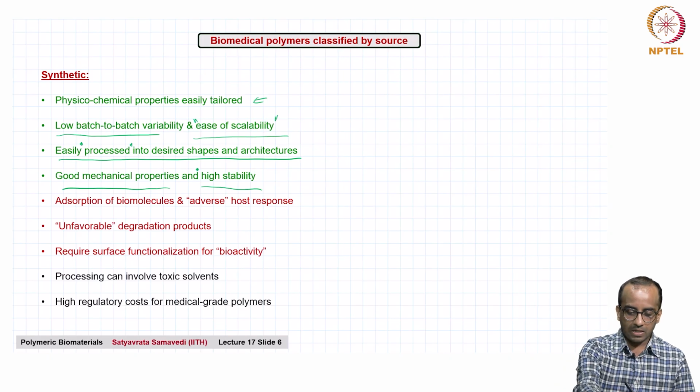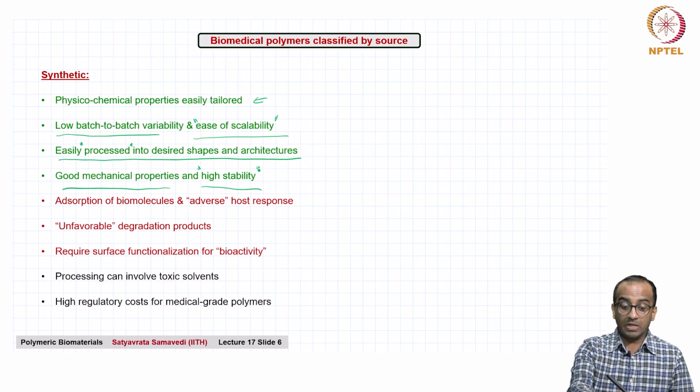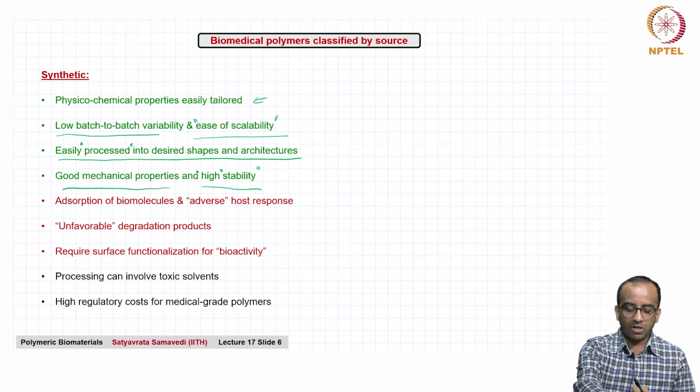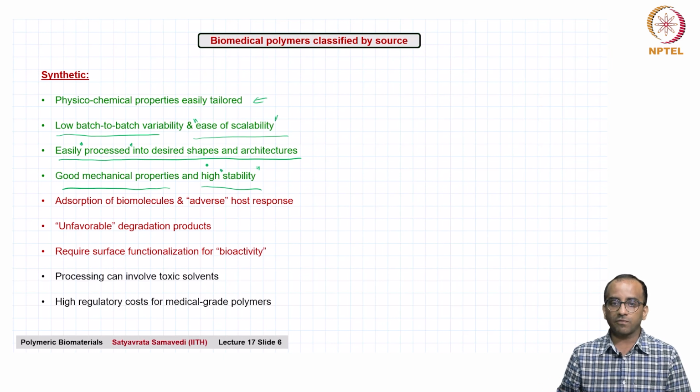Now this high stability has to be treated with a little bit of caution. When we use the word stability, what I mean here is that when they are used in a clinical application in a certain location in the body, they will continue to do what they are expected to do and perform at a very high level for a fairly long period of time without a significant change in properties. That's what we mean by stability here.